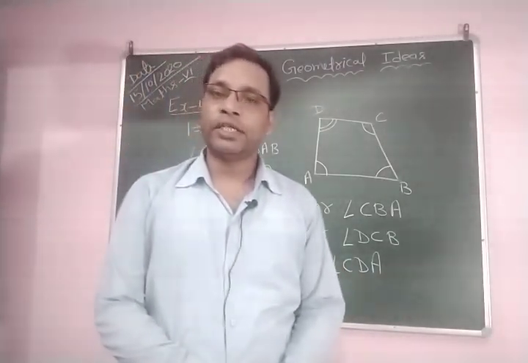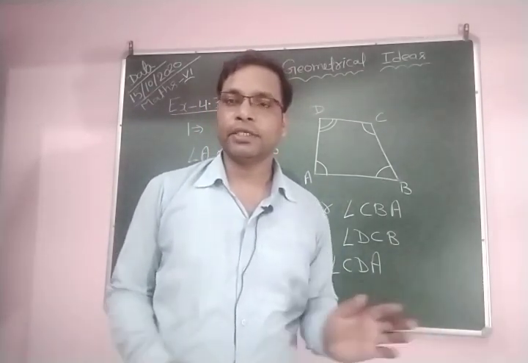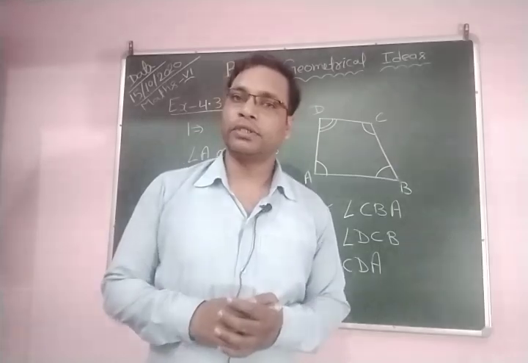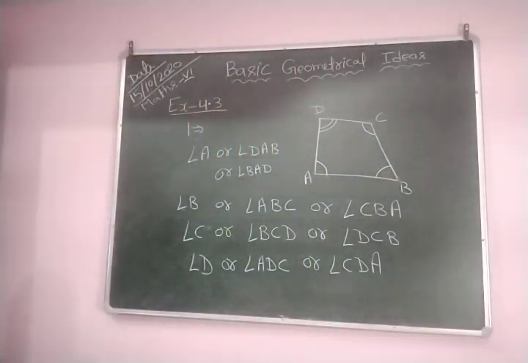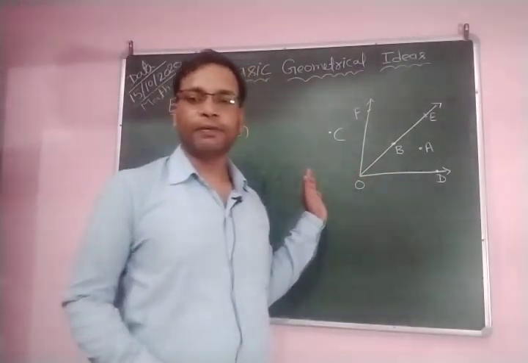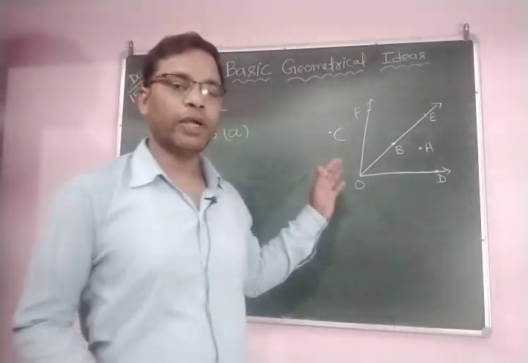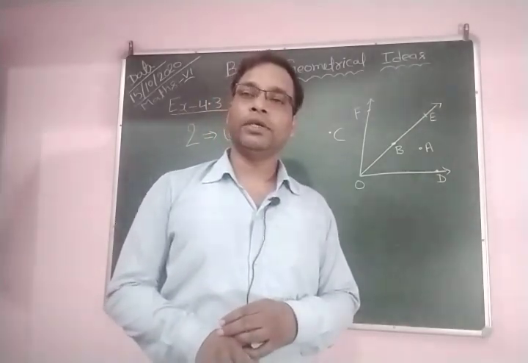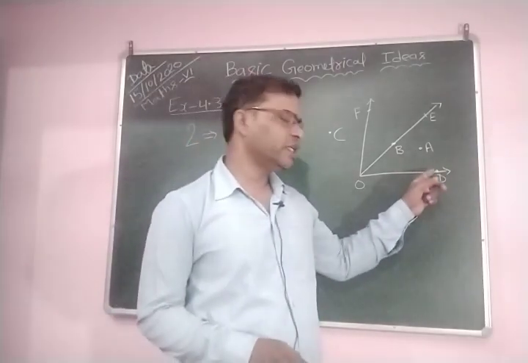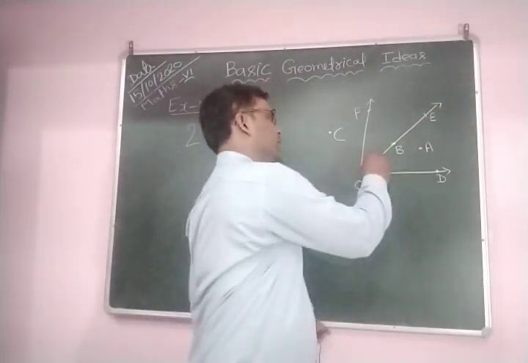Now in exercise 4.3, question number 2, the adjoining figure is given. So first we draw this figure, and after this try to answer the given questions. You can see this is the figure. The question is: name the point in the interior of angle DOE. Where is angle DOE? The question asks about this angle.